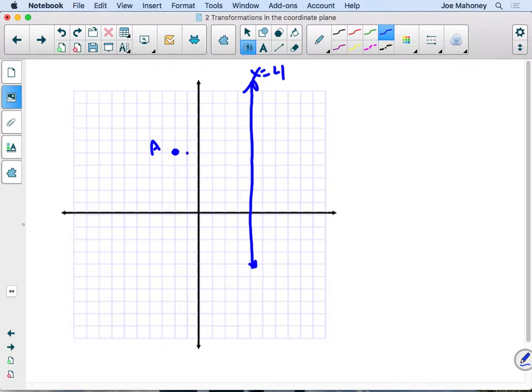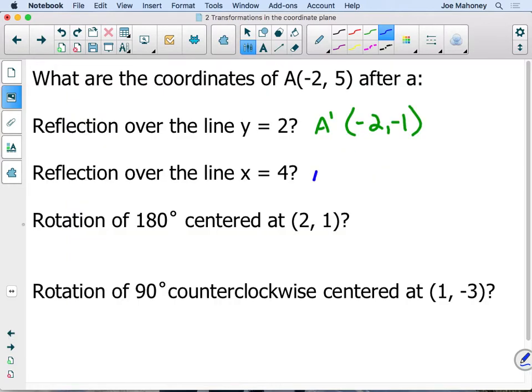So this looks like it's 1, 2, 3, 4, 5, 6 away. So 1, 2, 3, 4, 5, 6. So here's where my point A prime is. It looks like A prime's at 10, 5. So this time A prime's at 10, 5.